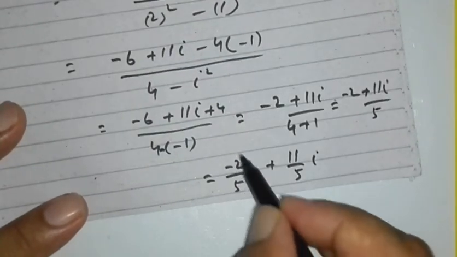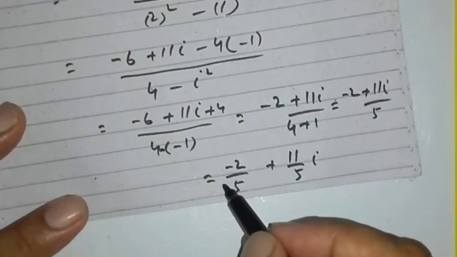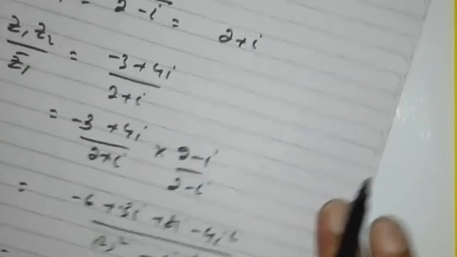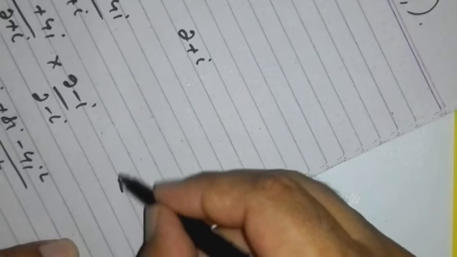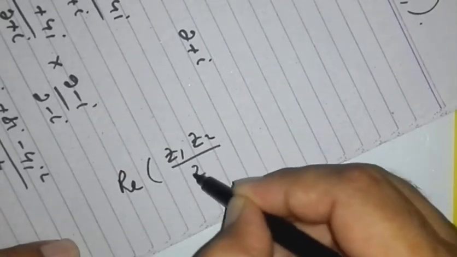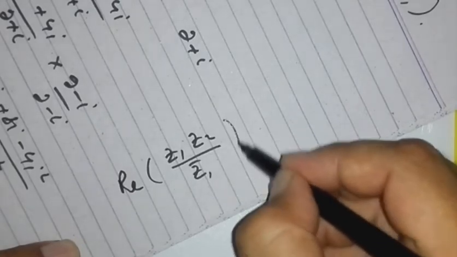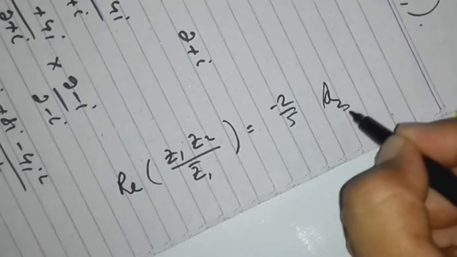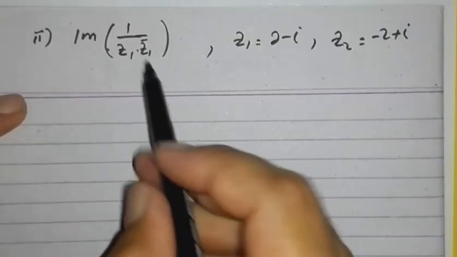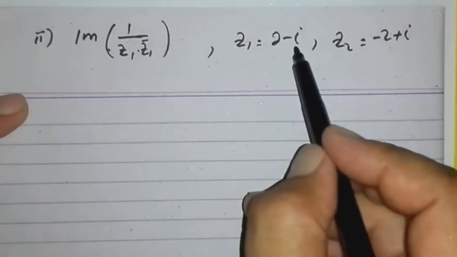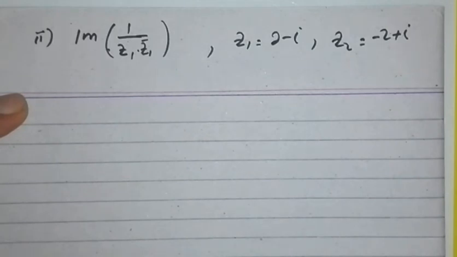This minus 2 by 5 is the real part of what? This Z1 Z2 by Z1 conjugate. So the real part of Z1 Z2 divided by Z1 conjugate is what? Minus 2 by 5. Part 2, find the imaginary part of 1 over z1 z2 conjugate. z1 is 2 minus iota, z2 is minus 2 plus iota.